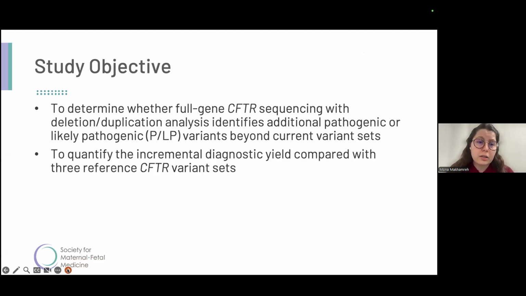Our study's objective was to determine whether full gene CFTR sequencing with deletion duplication analysis identifies additional pathogenic or likely pathogenic variants beyond current variant sets. And we wanted to quantify the incremental diagnostic yield compared with 3 reference CFTR variant sets.